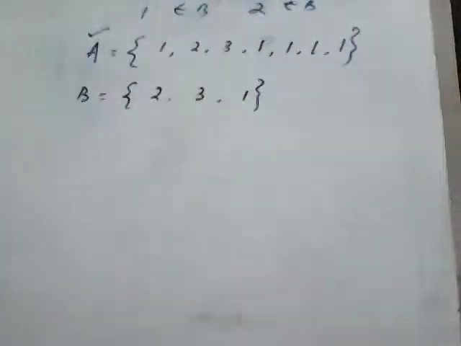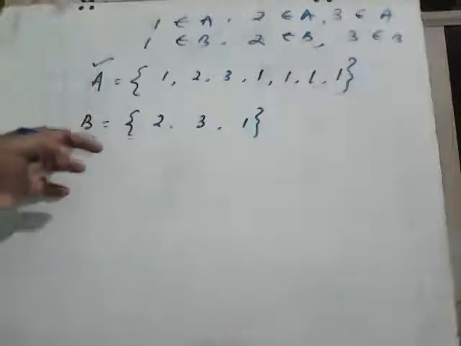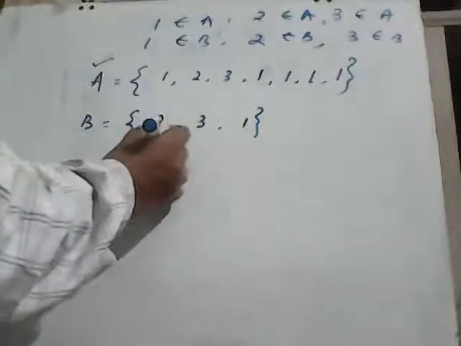Here element 1 belongs to A, 1 also belongs to B. Then 2 belongs to A, 2 belongs to B. Then 3 belongs to A, 3 also belongs to B. You check this. Elements of set A are in B, and all the elements of B are in A. So in this case, set A equals set B. These two sets are equal.